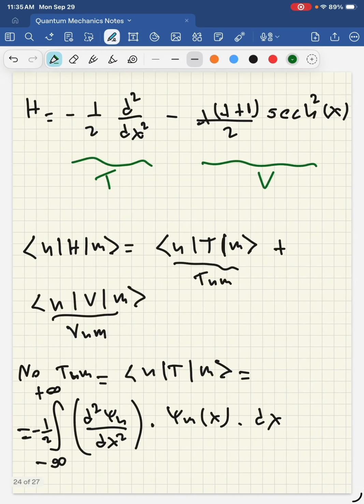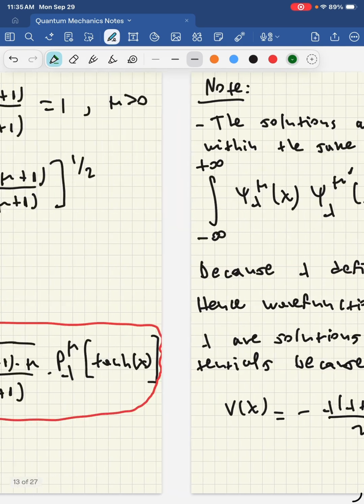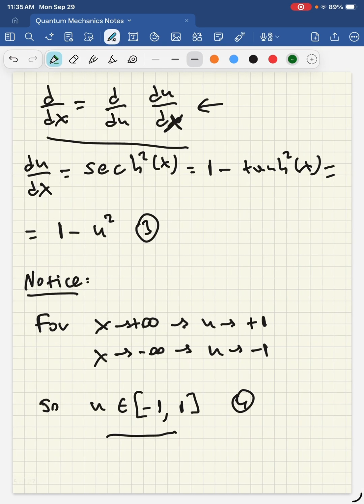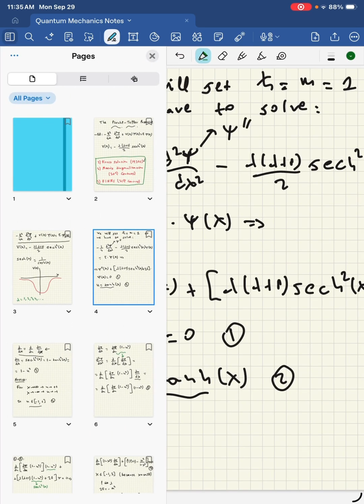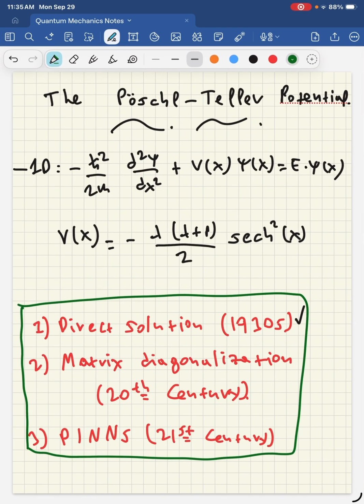So if we go back to the beginning of these notes, I hope this is not making people dizzy. Okay, actually I'm wondering if there is a way. Okay, here, sorry, there is an easier way. So I promise that I will show you 3 ways of finding the eigenvalues and eigenfunctions of the Poschl-Teller potential. The direct solution, which we did, so this video discuss the matrix diagonalization way, and in the next video we'll talk about pins.